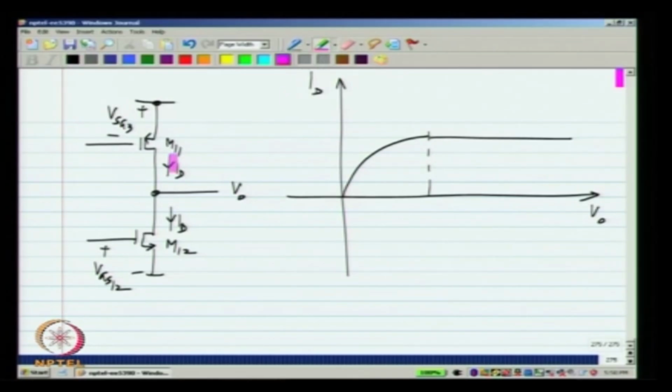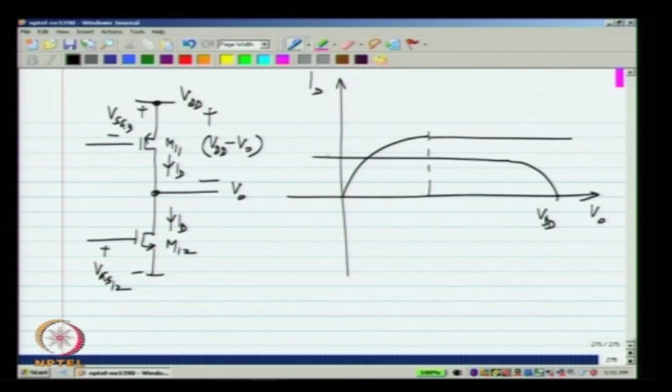Now, I will also draw ID versus Vo characteristics. I know that the VSD of M11 is VDD minus Vo. So, ID versus Vo characteristic is nothing but ID versus VSD characteristic, but with the curve flipped around at VDD. You would have done this calculation when you are calculating characteristics of, for instance, a CMOS inverter. So, if this is VDD, VDD minus Vo is the VSD of that, and that will look something like that. So, this is what I called I12, the saturation current of M12.